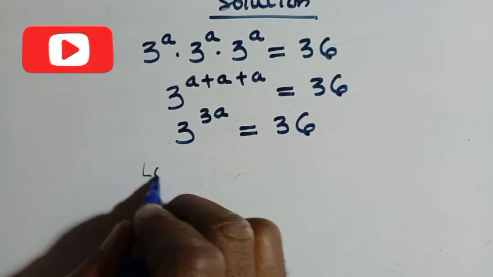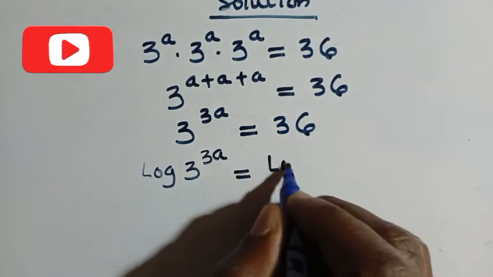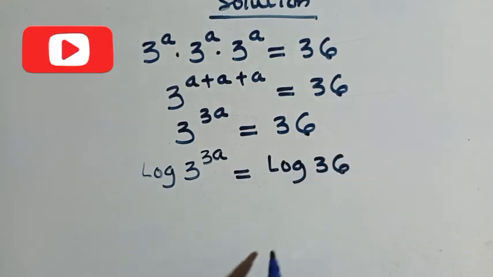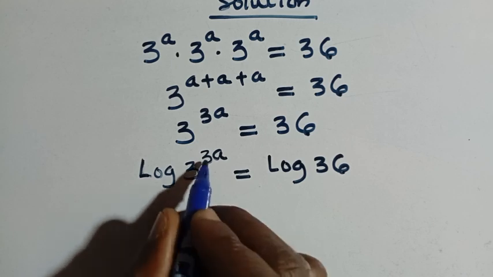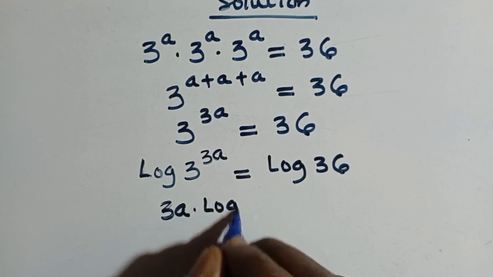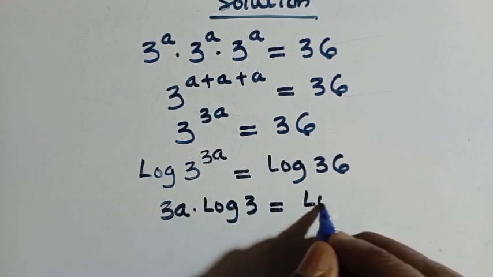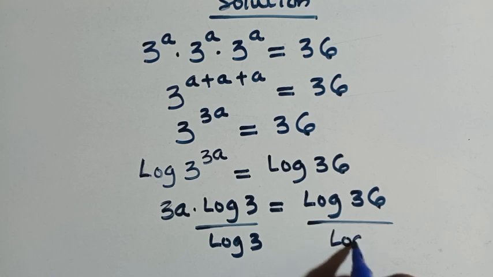By introducing log, we have log of 3 raised to power 3a equals log 36. Applying the law of logarithm, we take the 3a down, and we have 3a multiplied by log 3 equals log 36. By dividing both sides by log 3, log 3 cancels log 3.